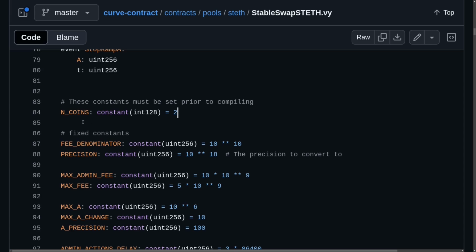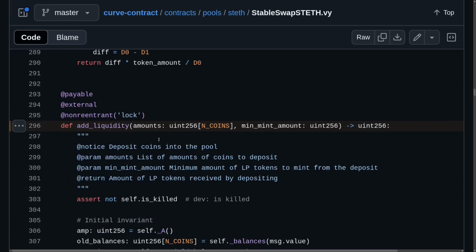Now, let's take a look at the function add liquidity. Okay, here's the function add liquidity. And notice that amounts again is declared as a fixed size array of size n coins, where n coins is equal to 2. To summarize what we've seen so far, Curve V1 AMMs is a variation of a contract called StableSwap. Each pool can hold up to any amount of tokens. For example, the 3 pool holds 3 tokens, and the STETH pool holds 2 tokens. And the input parameters are slightly different for each pool.